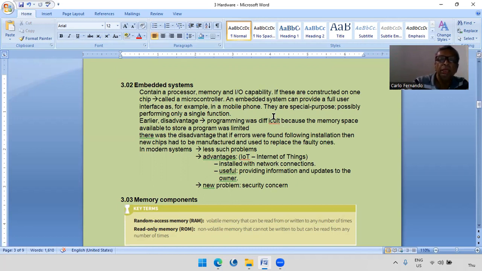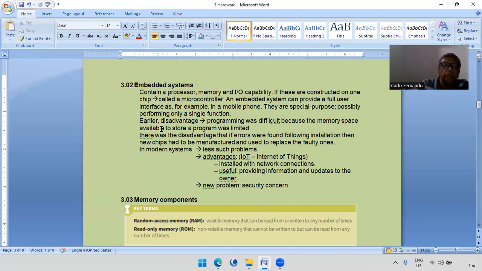They are special purpose, possibly performing only a single function. Take, for example, a washing machine. You can't program it to do something else, like wash dishes. It's one program and it's embedded in it. Single function, so that's why it's called special purpose. General purpose means you can do anything, and other programs are also possible.